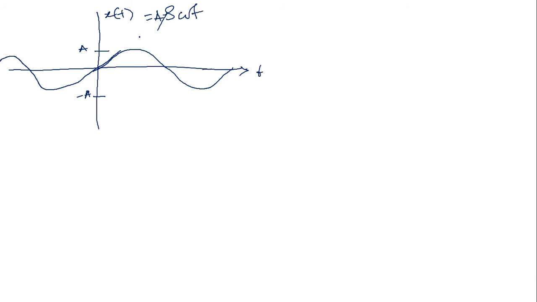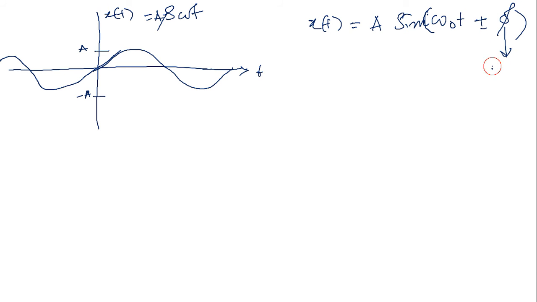If it has some phase shift, then the representation of the phase shifted sine wave, a signal having a phase shift of phi, can be written as A sine of omega naught t plus or minus phi. Here phi is the phase shift and omega naught t is the phase angle.